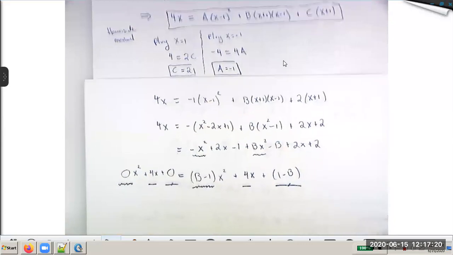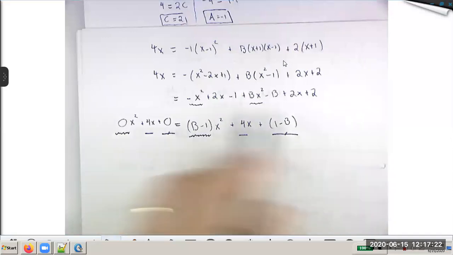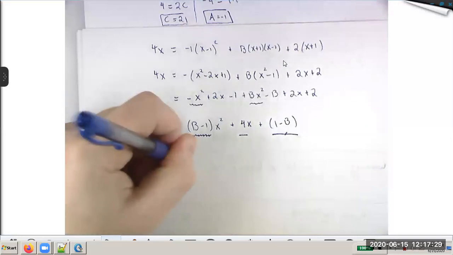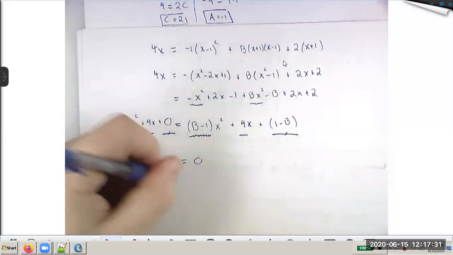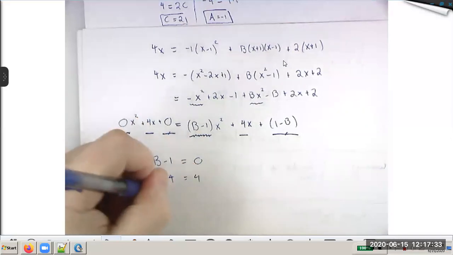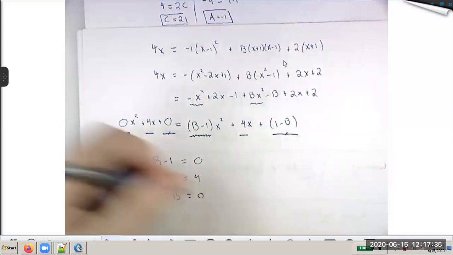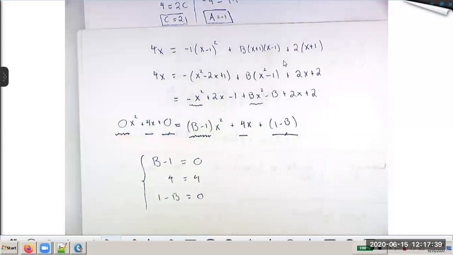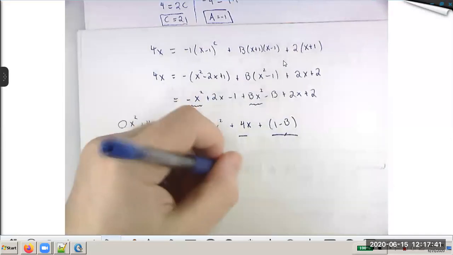That gives me the following system of equations. And if I needed to find more coefficients, I would just continue solving this system. I get b minus 1 equals 0, 4 equals 4, and 1 minus b equals 0. This is not a tricky system to solve. Clearly b is equal to 1.